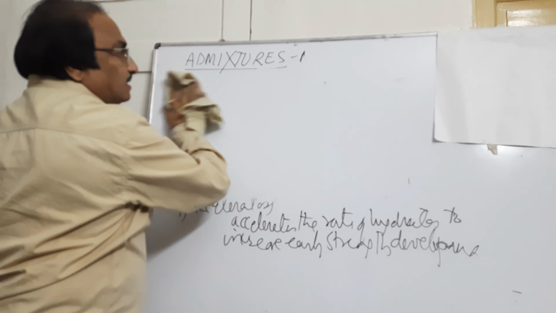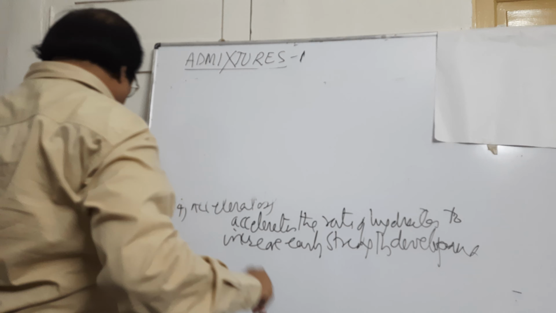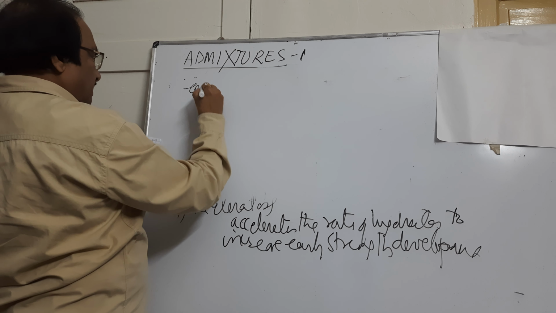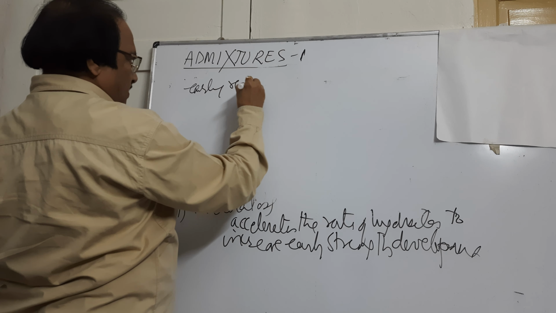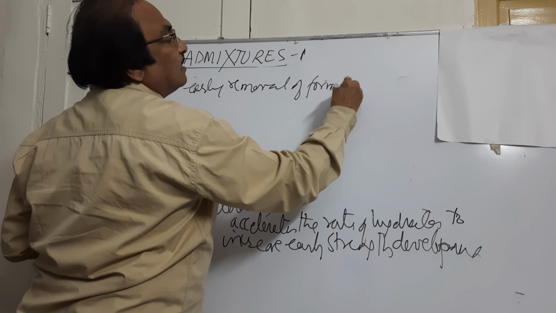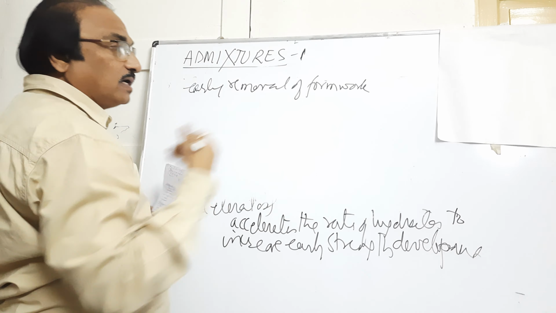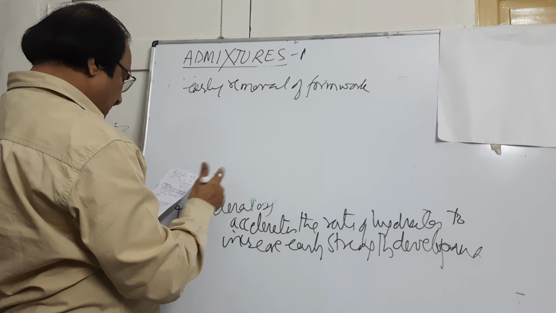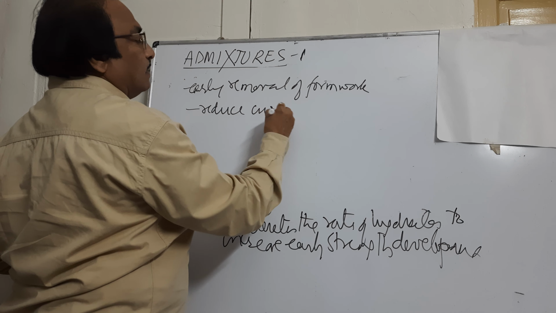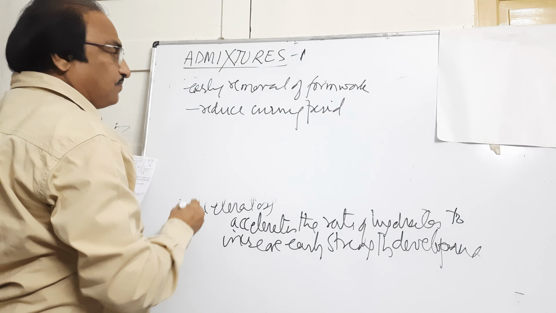So in that case, the setting will be fast, so that the molds we are using can be easily removed. Early removal of formwork. Formworks are the ones acting as molds in which you pour concrete. You can remove the formwork early when adding this. So this will also reduce the curing period, because acceleration is fast here.